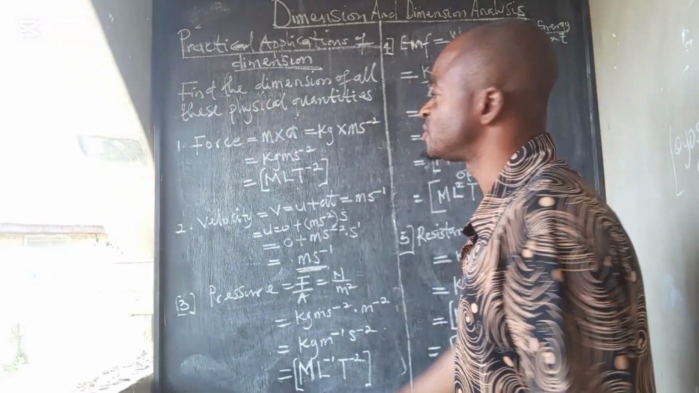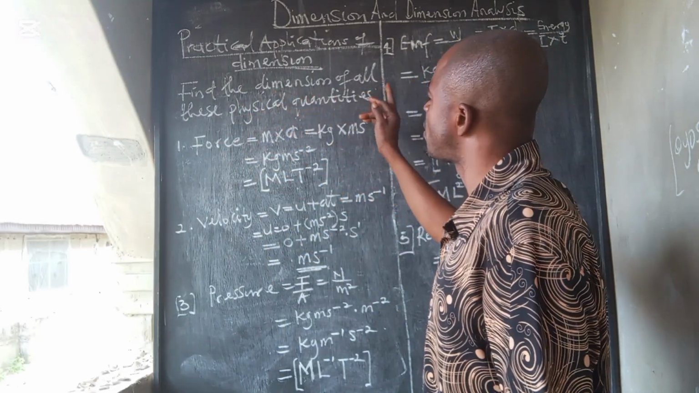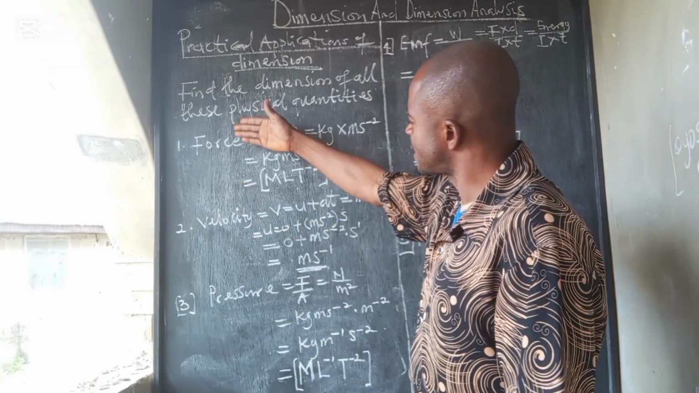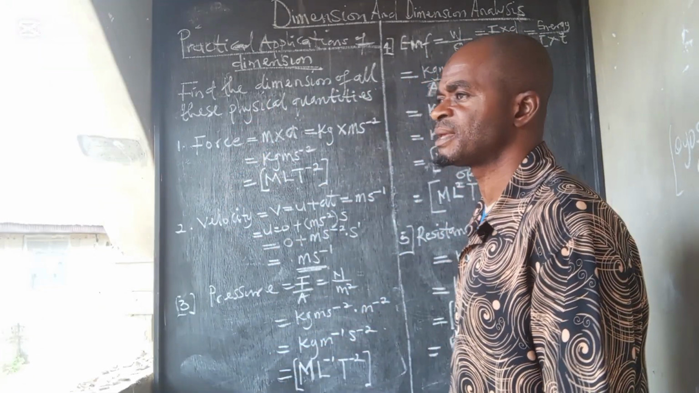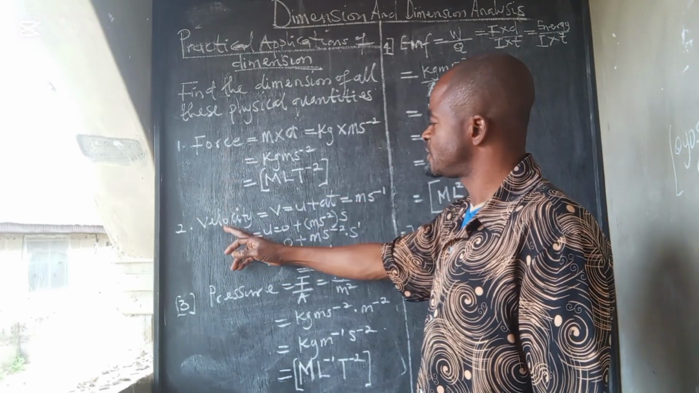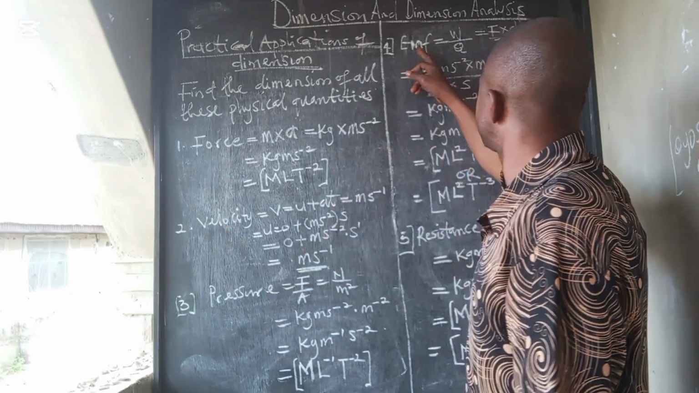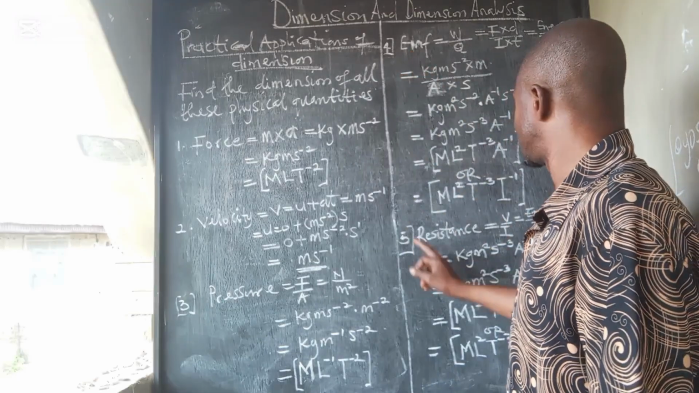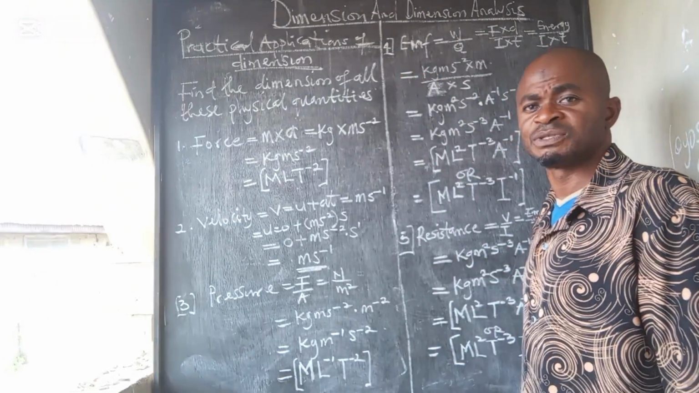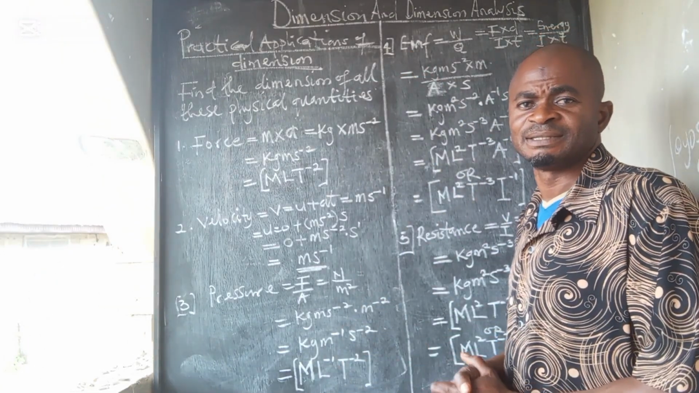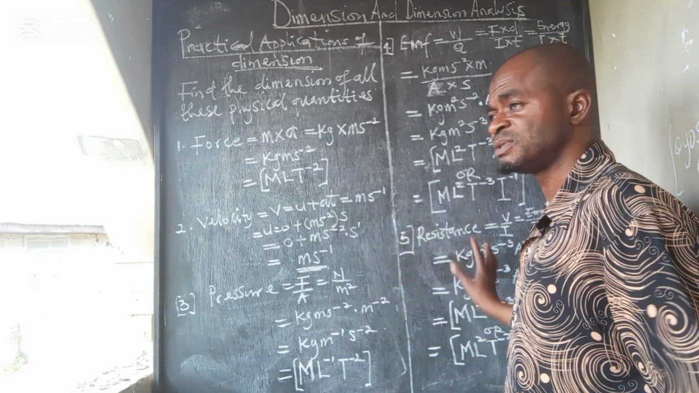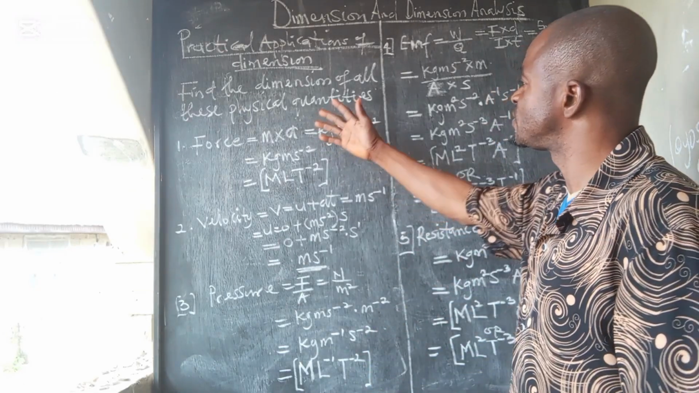Look at the question given to us. Find the dimension of all these physical quantities. These are the physical quantities mentioned here: force, velocity, pressure, EMF. EMF means what? Electromotive force, resistance. You see, I have a lot of things like that you can see dimensions, from the simplest one to the higher one. Now let's look at it.